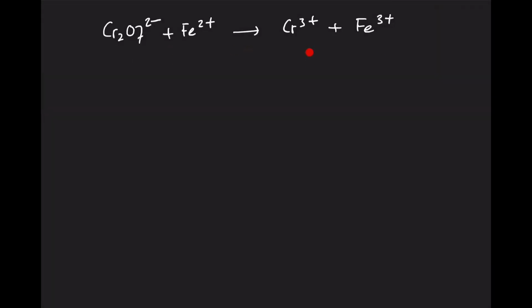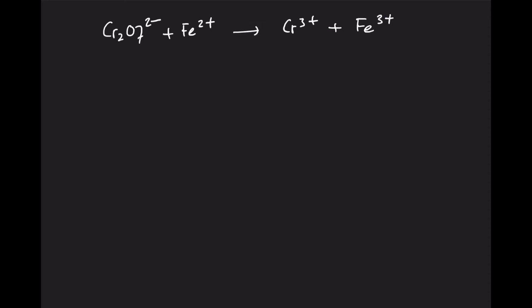Suppose we have this reaction. We can also immediately see that this reaction is a redox reaction. The easiest way would be seeing the iron. On the left side, the iron is 2 plus. On the right side, the iron is 3 plus.